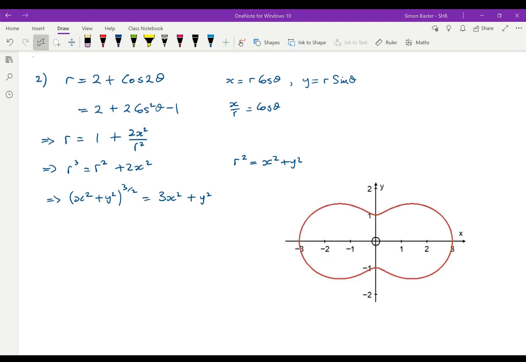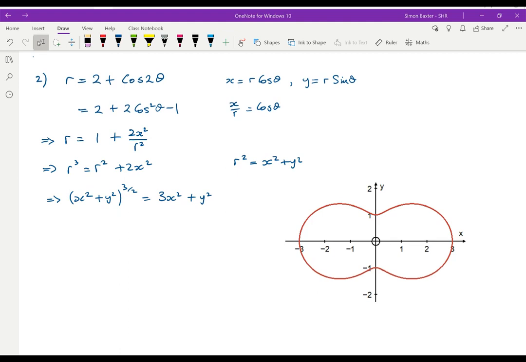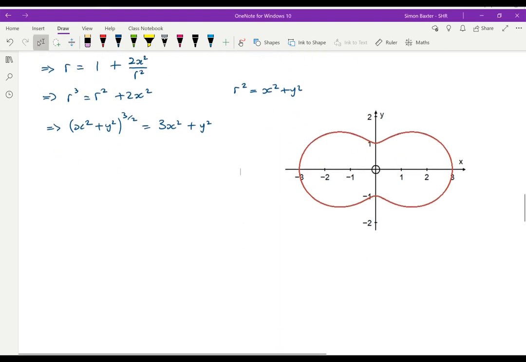And here is the curve. A nice simple looking polar equation and a much more complicated, unpleasant looking Cartesian equation. Sometimes it's not at all easy, if possible, to go from polar to Cartesian. Okay, let's have a look at another one.